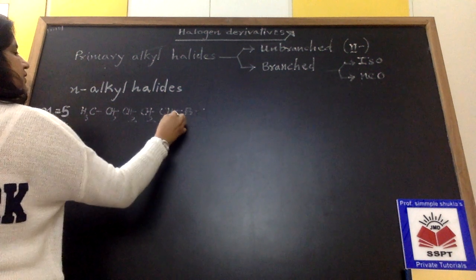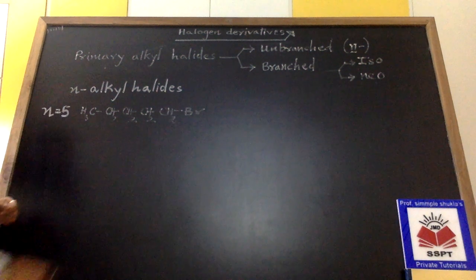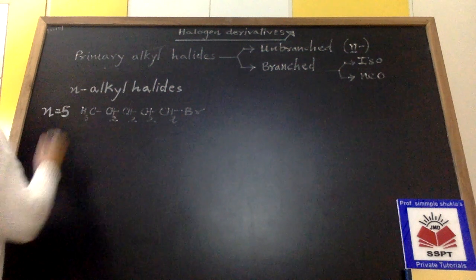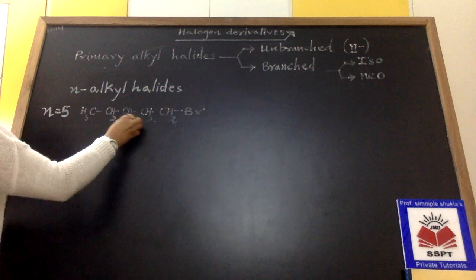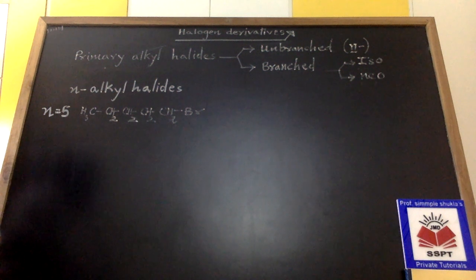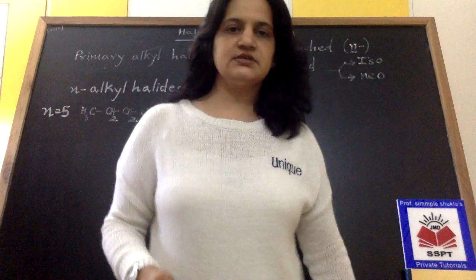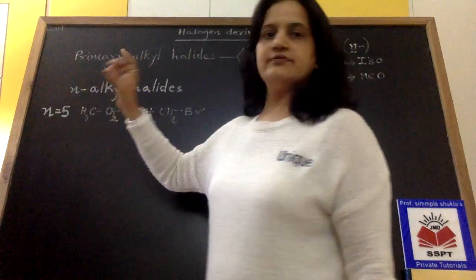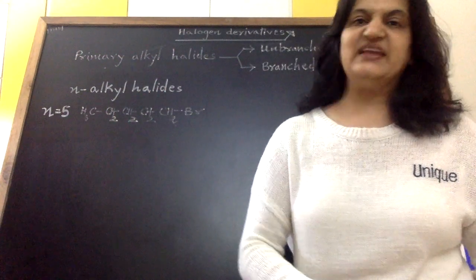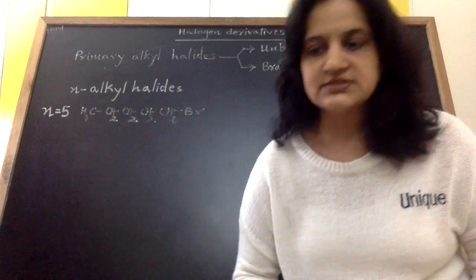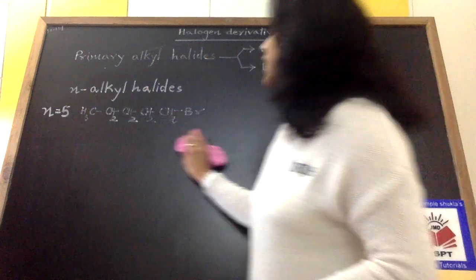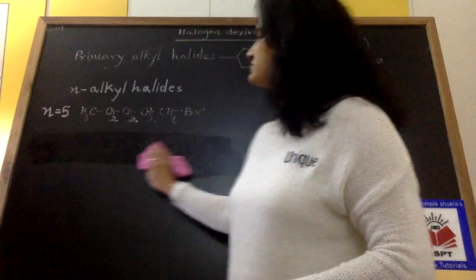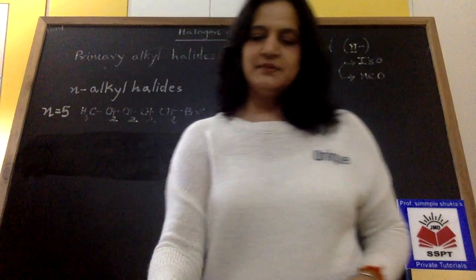Now, I want to write its common name. The common name is, how many carbons are there? 5 carbons. Can you see 5 carbons? 1, 2, 3, 4, 5. For 5 we write pentyl. Pentyl is also called amyl.